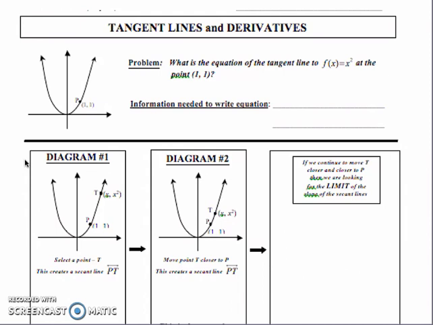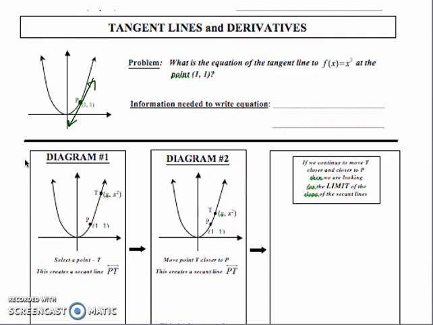What is the equation of the tangent line to the function f of x equals x squared at the point 1, 1? So here's the point 1, 1, and y equals x squared. We know that's just a parabola. Well, we know the information needed to write an equation of a tangent line, because a tangent line is just a straight line that is touching that parabola at that point 1, 1, right? So if I were to sketch the tangent line, it would look something like that.